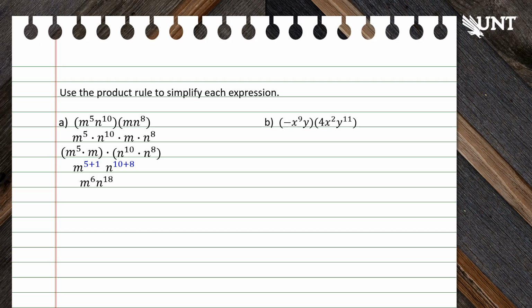Now let's look at example B. For B, we have open parenthesis, negative x to the 9th, y, close parentheses, times open parentheses, 4x squared y to the 11th, close parentheses. This is your try it problem. Using the same approach we did on example A, try this one. The hint: categorize and group your items. Okay, go ahead and pause the video now.